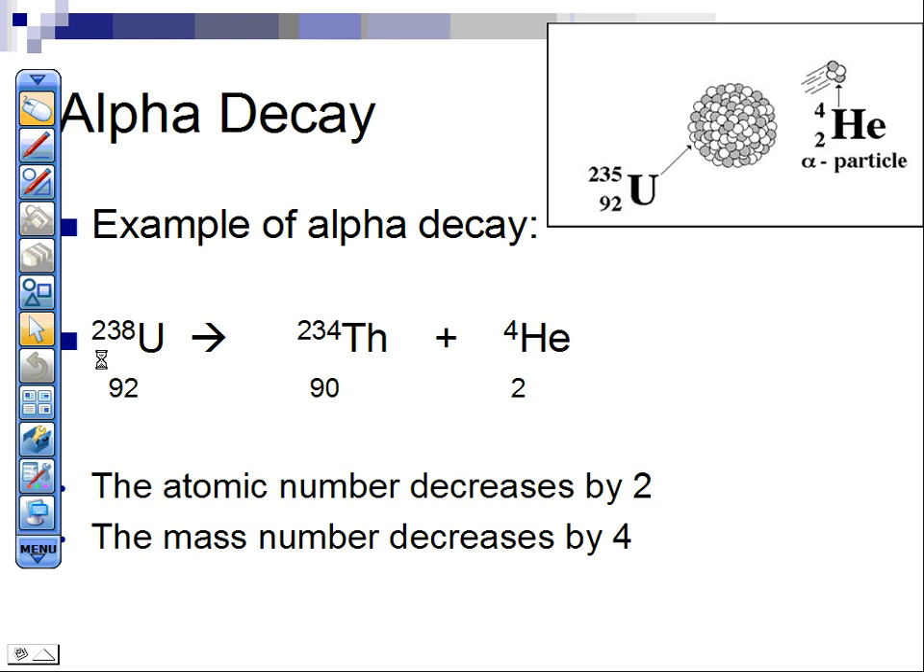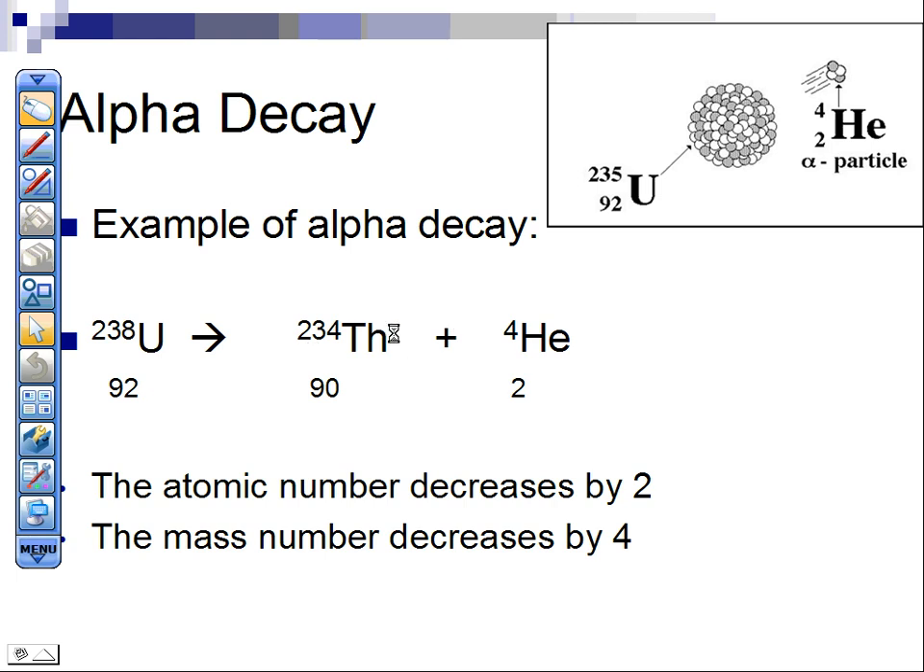Uranium-238, atomic number 92. We know it's going to do alpha decay because the atomic number is 84 or above. So we would predict alpha. Here's our emission. Our top numbers have to equal, so 4 plus something makes 238, and that's 234. 234 plus 4 makes 238.